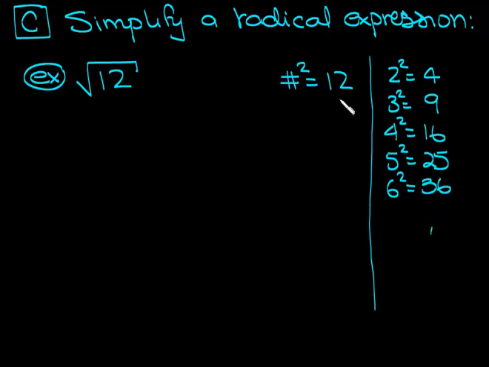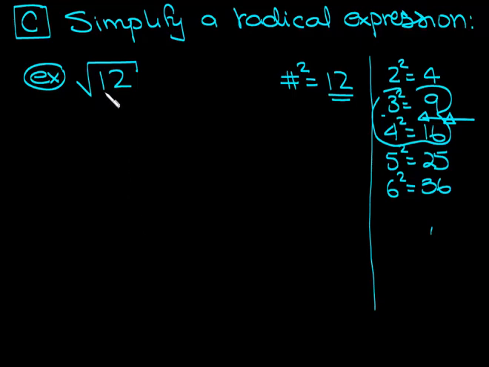If you notice, 12 lives in here, between 9 and 16. Are there any integers between 3 and 4 whose square will give us 12? No, because there's the integer 3 and then there's 4. There are no more integers in between. So that tells me that 12 is not a perfect square. There's no number I can square and get 12.